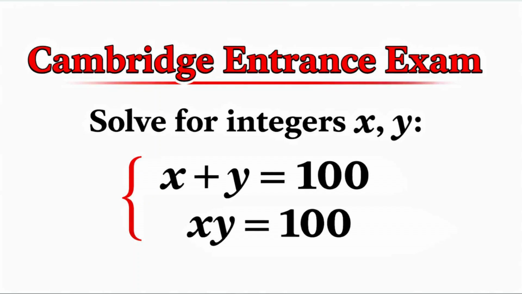Welcome. Today, we're going to tackle a common type of math problem that combines two different algebraic tools. By the end of this video, you will be able to solve a system of one linear and one quadratic equation using the method of substitution. The specific problem we'll be solving is this: x plus y equals 100 and x times y equals 100.